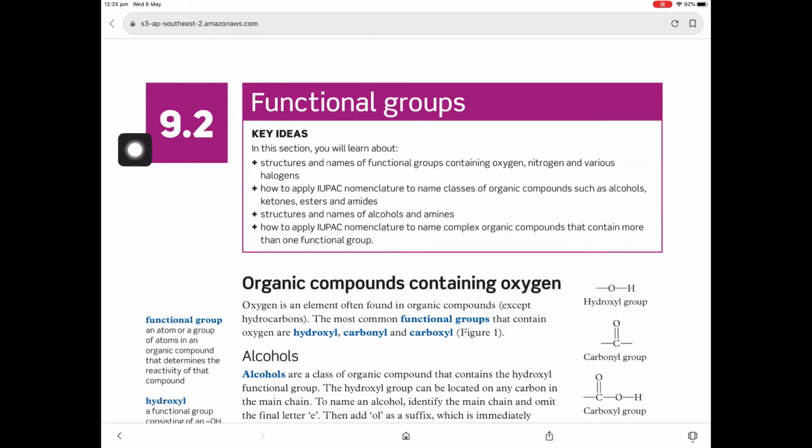Well, here we are, we're up to 9.2 functional groups. In this little section, we're going to be looking at functional groups, their structures and names, functional groups that contain oxygen, nitrogen and other halogens. We're going to be looking at their IUPAC nomenclature, how to name these classes of organic compounds like alcohols, ketones, esters and amides. We're going to be looking at their structure and names, and we're going to be applying IUPAC nomenclature to name complex organic compounds that contain more than one functional group. So zip up and enjoy the ride.